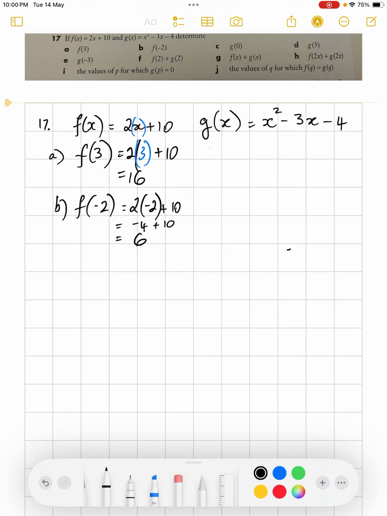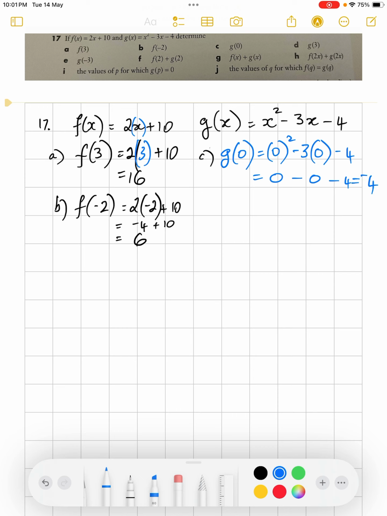All right, part C, g of 0. Well, this is where we use our g function, right? So the g function is over here. So we're going to write g of 0. Put a 0 for x in the g function. So we get 0, take away 3 times 0 is 0, take away 4 is negative 4.